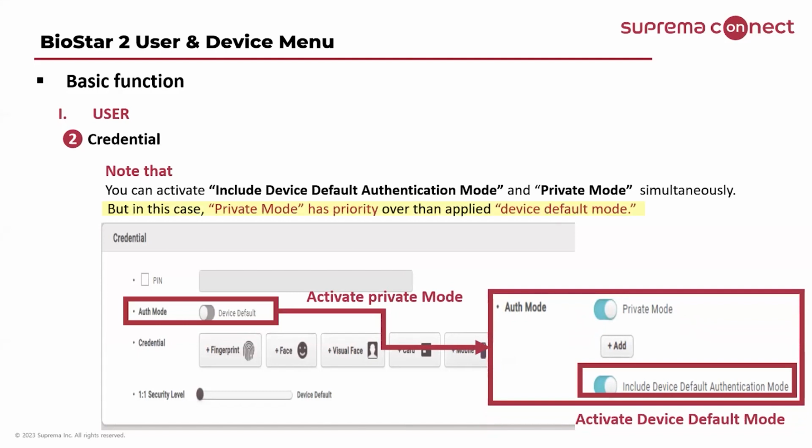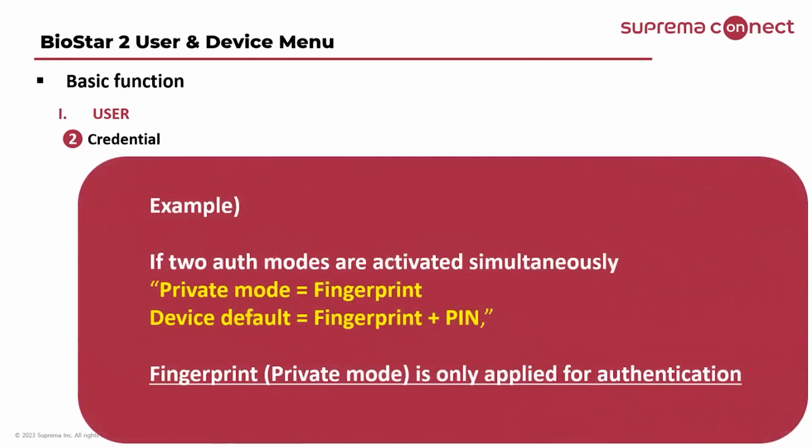However, at this time, please note that private mode has priority over device default mode. For your understanding, please refer to the following example. If private mode is applied as fingerprint only and device default mode is applied as fingerprint plus PIN, and if both modes are activated simultaneously, then fingerprint only is applied for authentication.